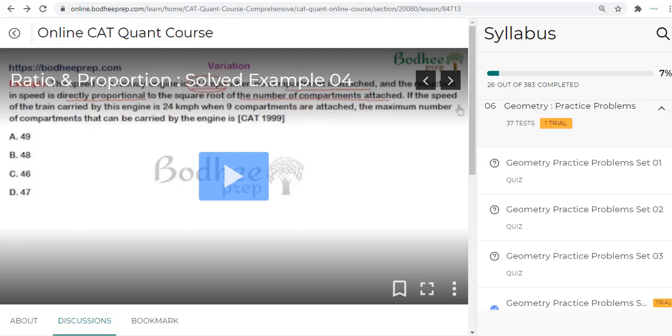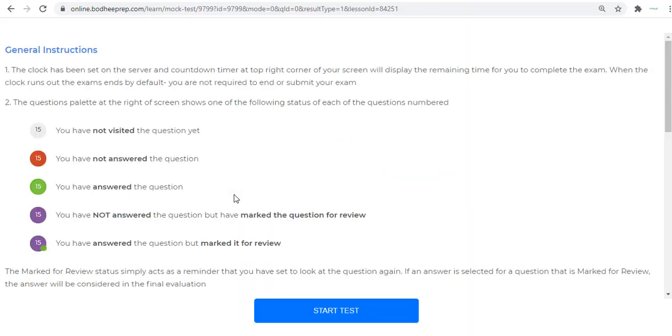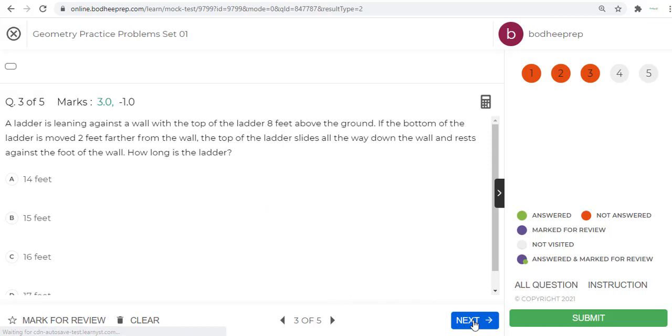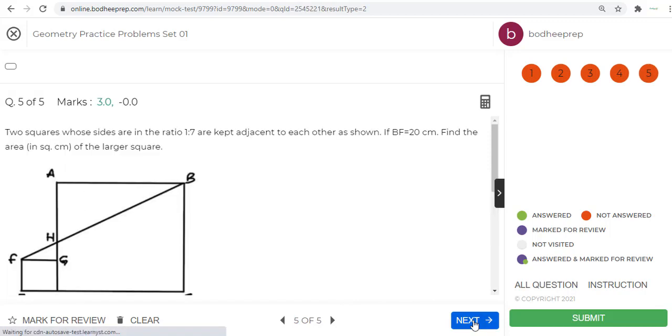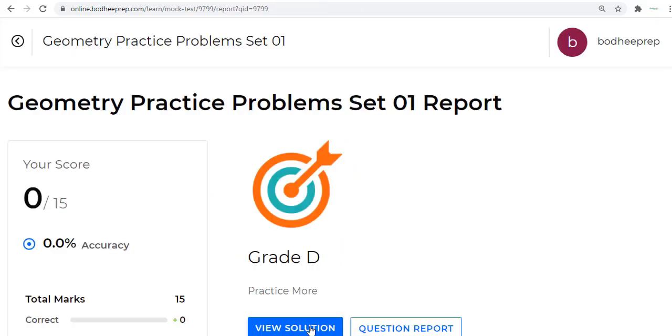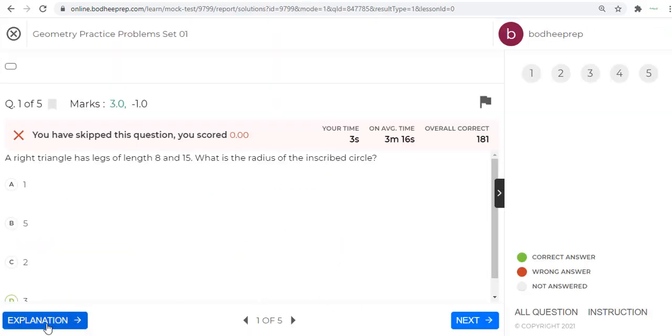It's not that there are 37 tests. Basically each test will have around 5 to 10 questions. This is the total of practice problems with video solutions that you find here. Again, you can take a test. You can start the test like this, and there is no kind of timed constraint. You can go to the next question like this, again the next question, and after this you submit. Then you come back to the solution part, and this is where you see the video solution.